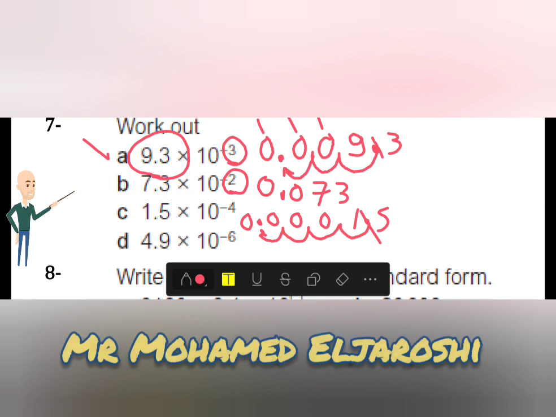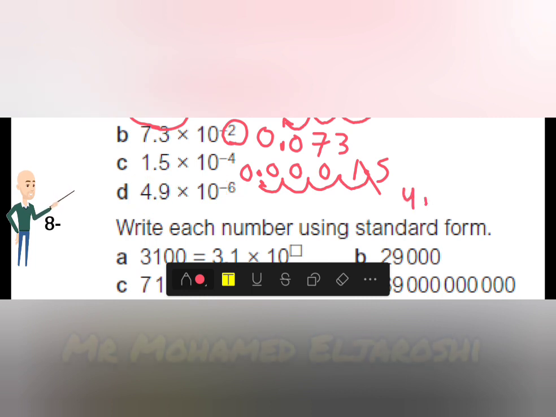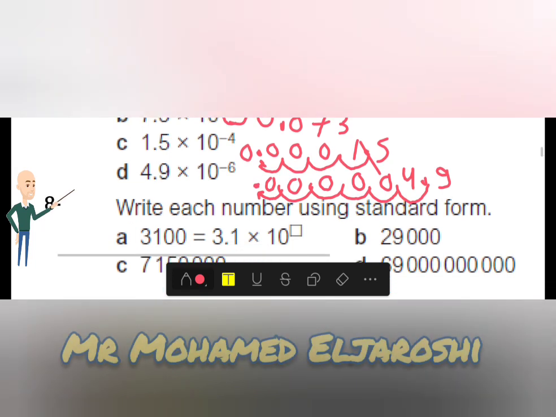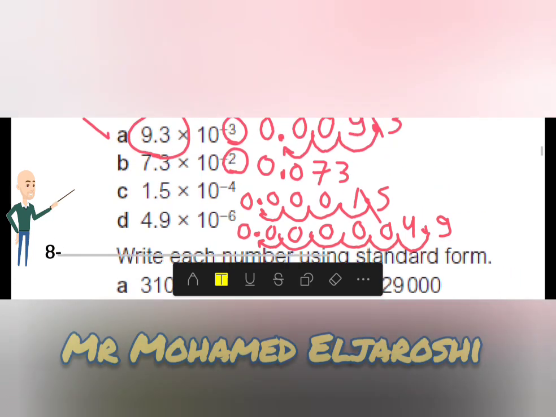Now, let's take a look at D. Same idea. We have 6 movements and we have 4.9. So we put 4.9 here. And we start moving the decimal point 6 times. 1, we put 0, 2, 3, 4, 5, and 6. And this is how you answer a question like this.